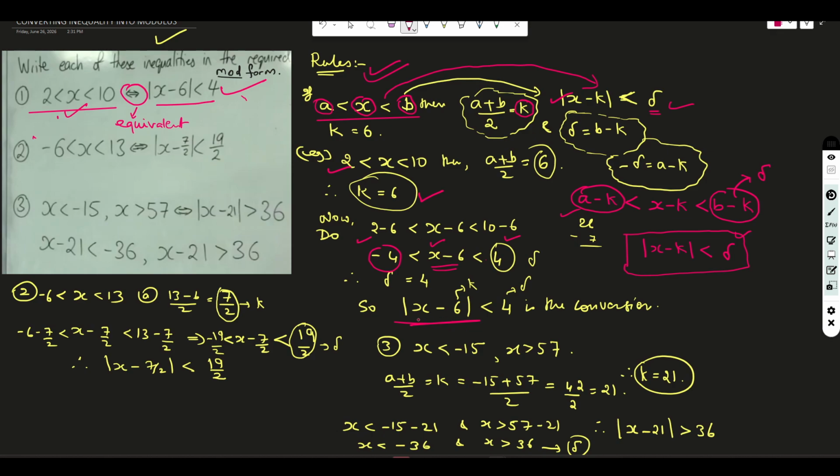So it will be x minus modulus of x minus 6 less than 4. So this is the conversion that you have arrived at from the inequality. In the earlier video, video number 5, how to convert modulus of x minus 6 less than 4 into an inequality, that I had discussed.